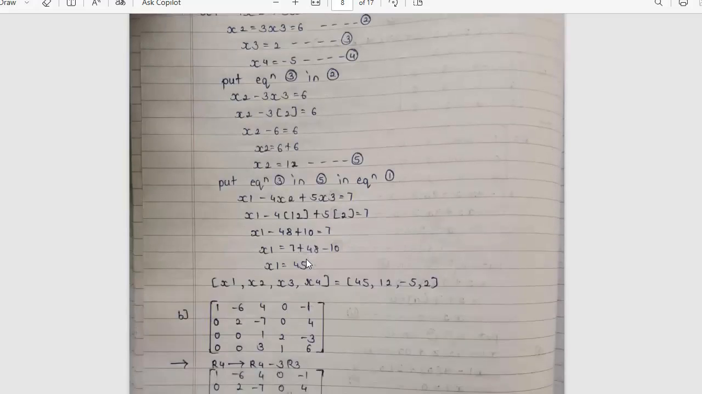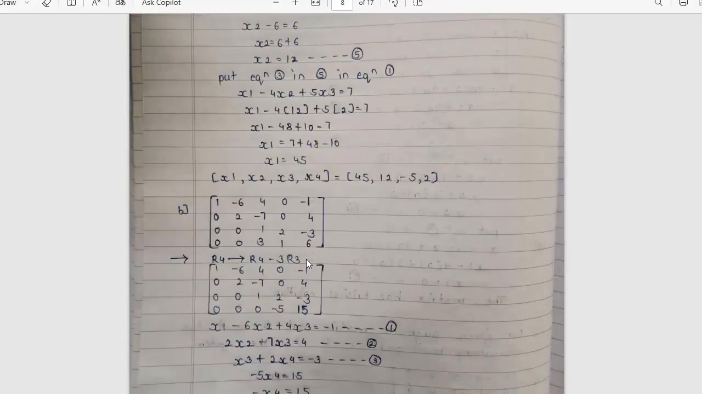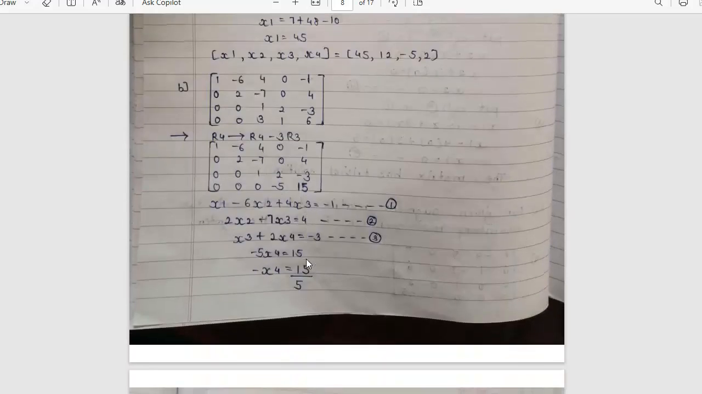So for this type of system of linear equations, or augmented matrix, we have to find the values of the variables x1, x2, x3 and so on, or x, y, z also. Okay, so another example, we are given an augmented matrix. For that augmented matrix, we apply the row operation for row 4: R4 equals R4 minus 3 times R3.